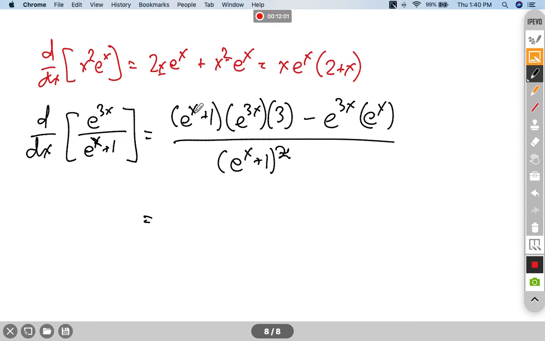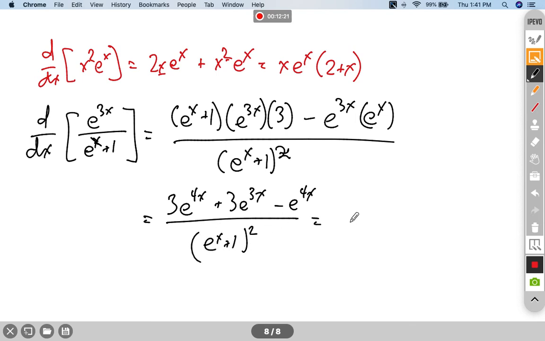e to the 3x times e to the x is going to be e to the 4x. And we got a 3 in front of that. We have plus 3e to the 3x minus e to the 4x over e to the x plus 1 squared, which is going to be 2e to the 4x plus 3e to the 3x over e to the x plus 1 squared.